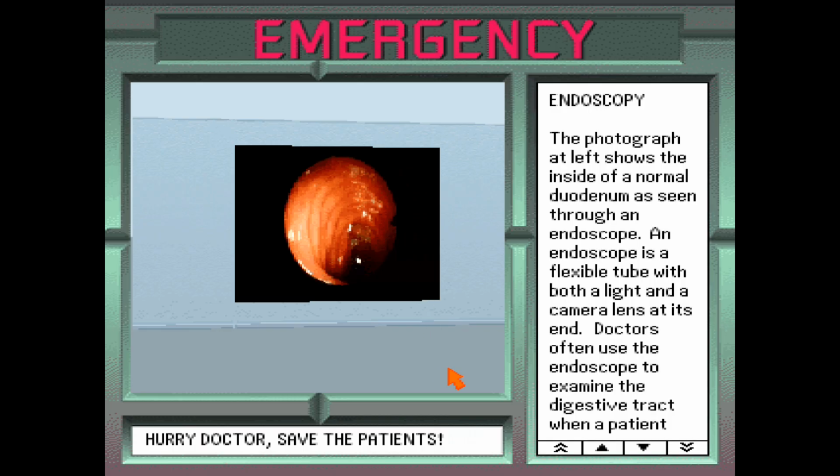Endoscopy. The photograph at left shows the inside of a normal duodenum as seen through an endoscope. An endoscope is a flexible tube with both a light and a camera lens at its end. Doctors often use the endoscope to examine the digestive tract when a patient develops vomiting or diarrhea that doesn't resolve as expected. Tiny surgical tools can also be manipulated through the endoscope, allowing treatment of a wide variety of digestive system disorders.